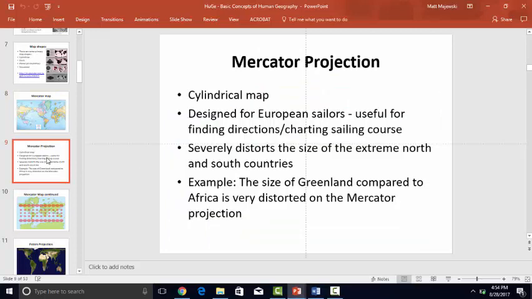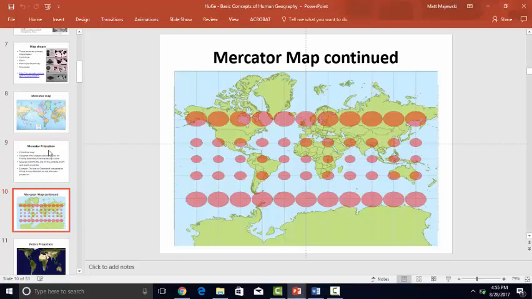It's great for finding your direction or for sailing courses, especially near the middle latitudes near the equator. But the further you get to the extremes, north, south, east, west, the more stretch there is. It distorts the size of northern and southern countries along with eastern and western. So the big issue here is area or size. It's tremendously distorted. It's stretched towards the outer edges. And so it's considered by many to be the least accurate map, even though, ironically enough, it's the most popular one.